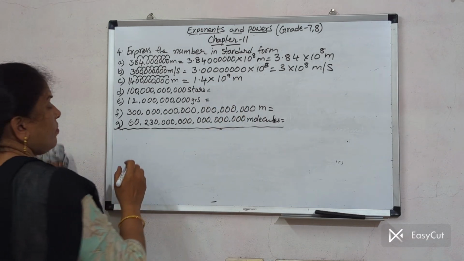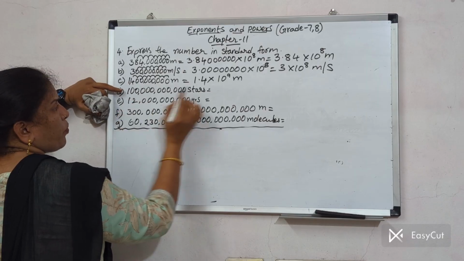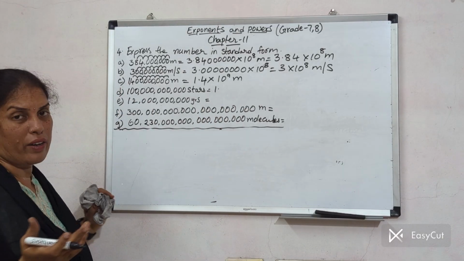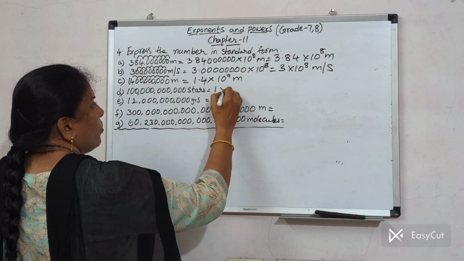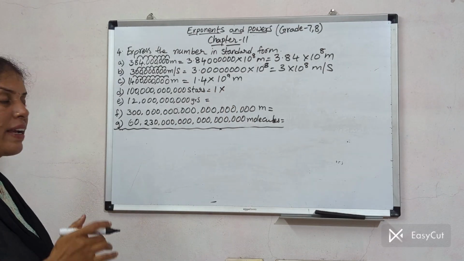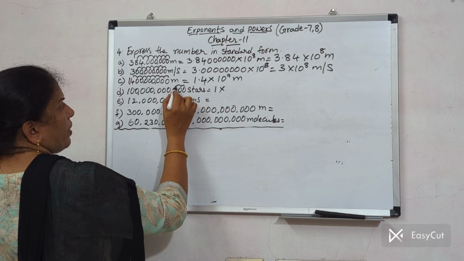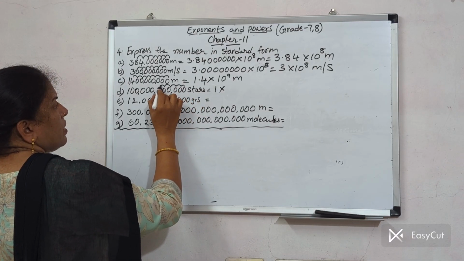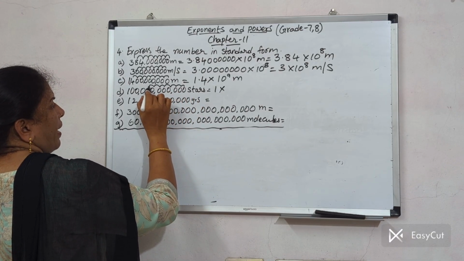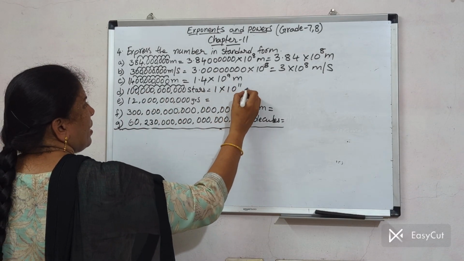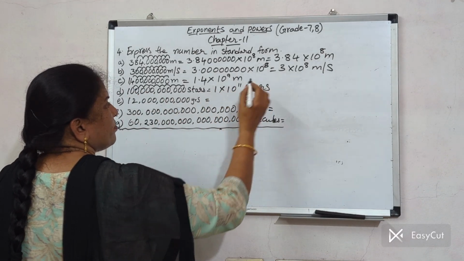Next one. Here I am keeping the point. 1 point, all zeros are there, no need to write. 1 into. How many digits before I kept the point? Count the number of digits: 1, 2, 3, 4, 5, 6, 7, 8, 9, 10, 11. 10 to the power of 11 stars.